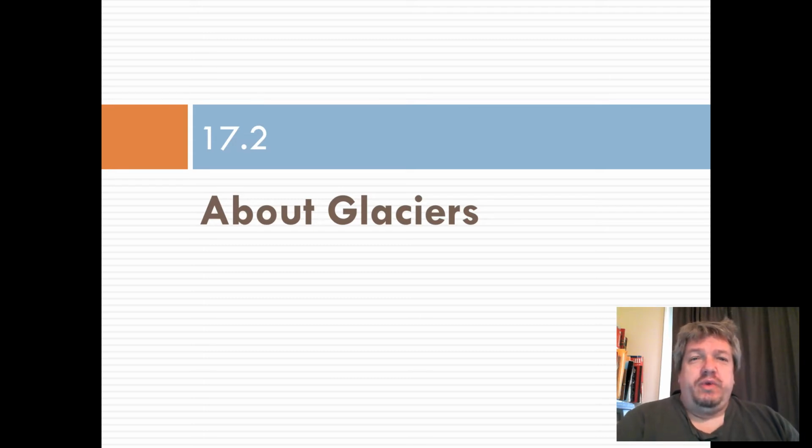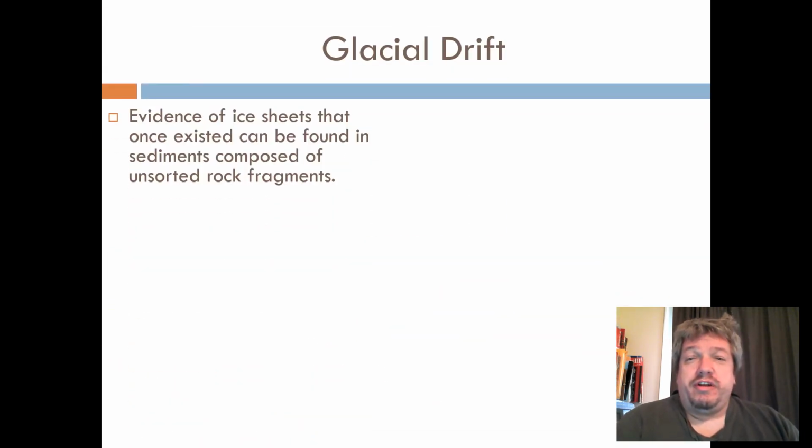So I'd said to you that we know that most of the northern hemisphere was covered with glaciers during the last ice age. In fact, Chicago was under about 2 miles of ice at one point. So how do we know this?